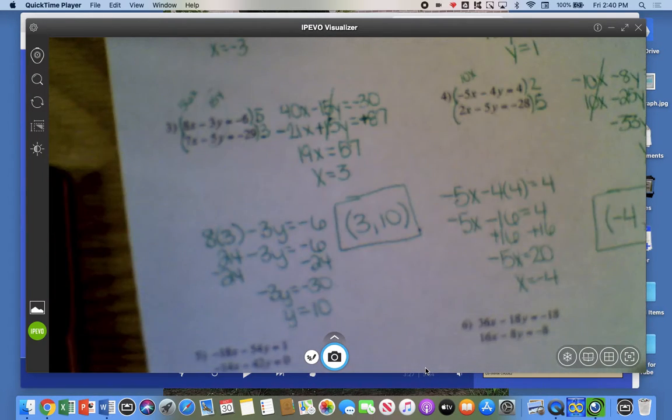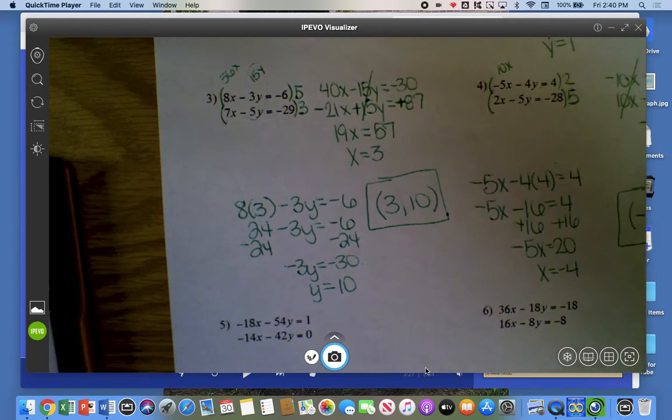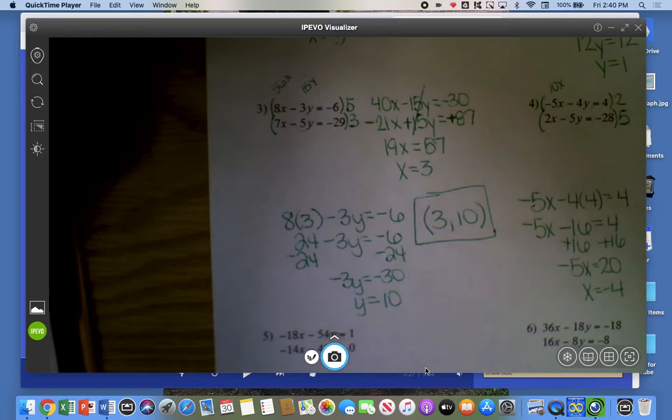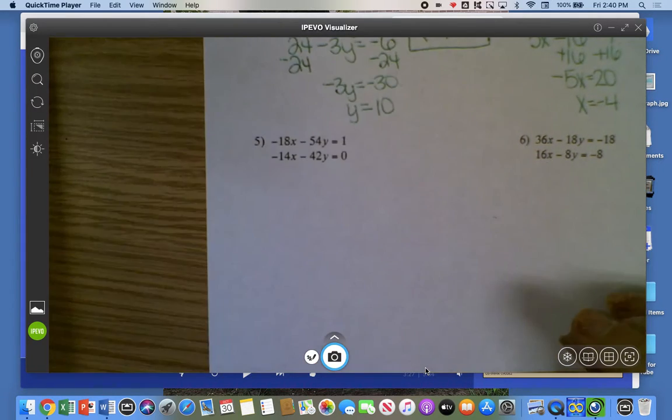All right, so we are almost finished. So we've got a couple more to do, and I'll move that so you can see a little better.